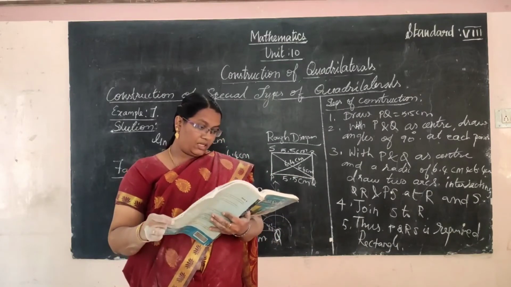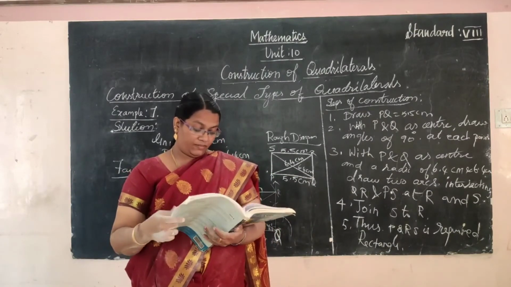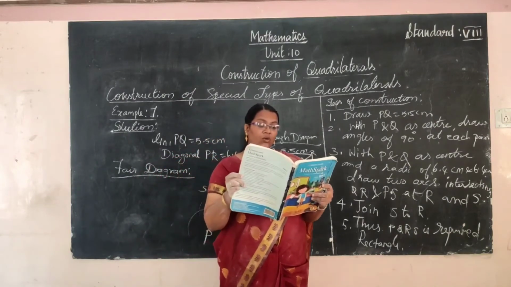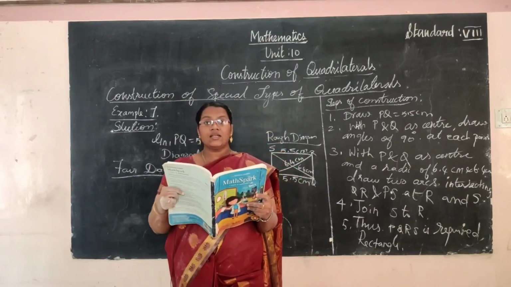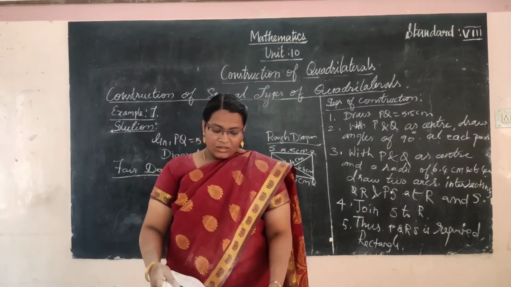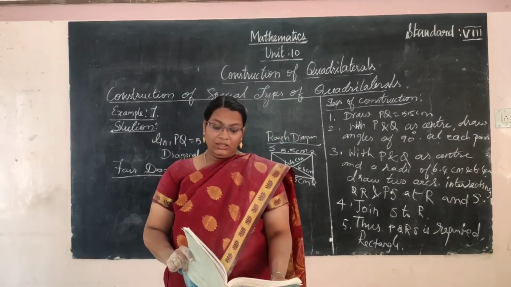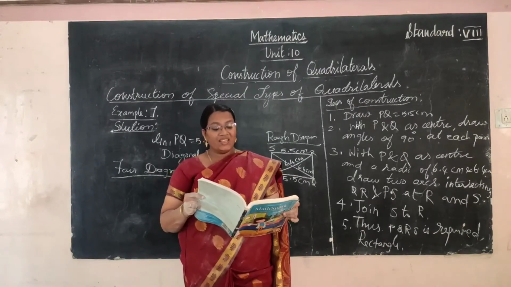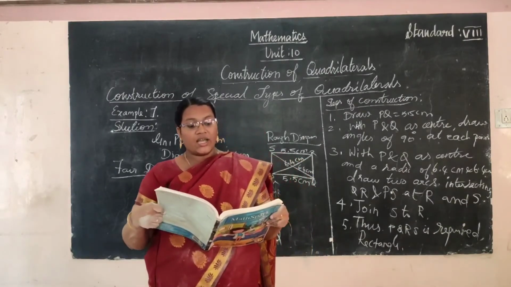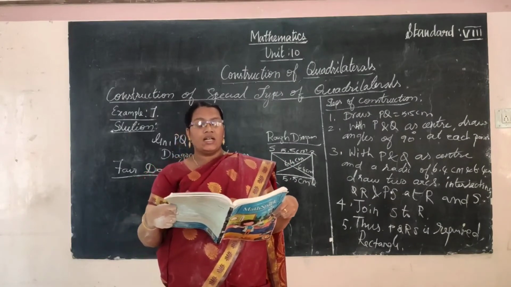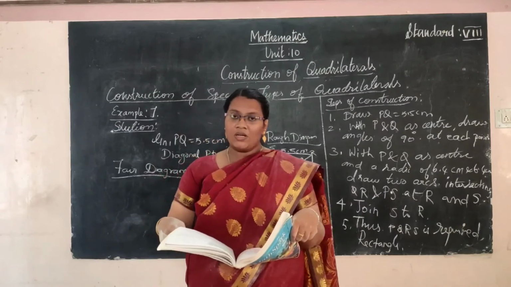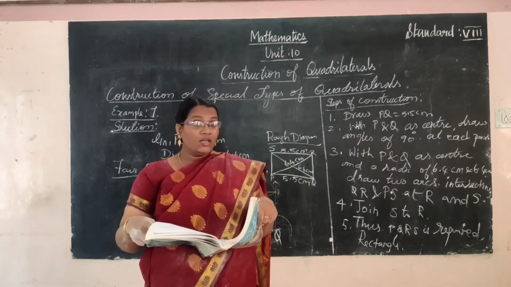And next one, example 8. Here the special quadrilateral, a square, is given. Construct the square ABCD in which each diagonal is of 6 centimeter length. So only the diagonals are given. Our sides are not given.